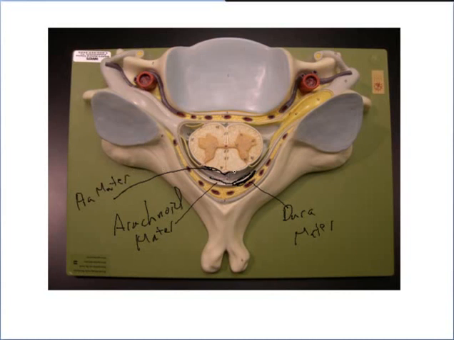Now between the arachnoid and the pia mater, right here, is the subarachnoid space, and that contains cerebrospinal fluid. So this is the back. Here's our dorsal root ganglion right in through here. Here's our dorsal root and our ventral root. There's also a space here between the dura mater and the bony walls of the spine called the epidural space.